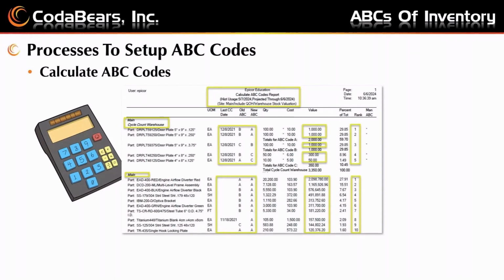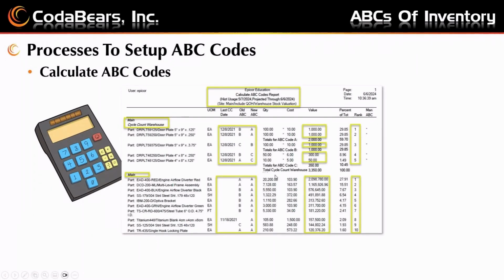Notice the columns for the last cycle count date, the old ABC and the new ABC code. So whatever was the old ABC code is shown here, and what's suggested by the system to be the new ABC code is shown here. And on the right side, you can see a ranking column, which is based on the stock valuation. Here we can see the value of the stock.